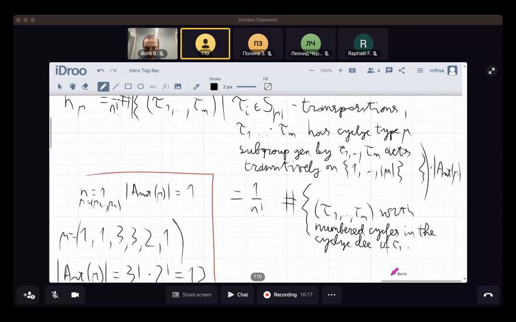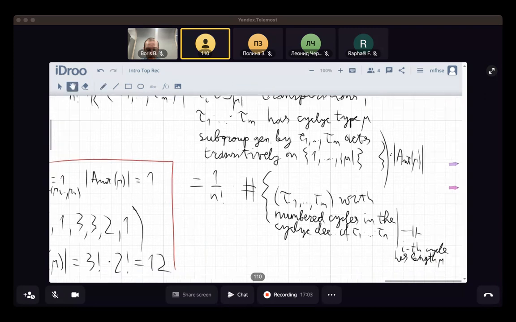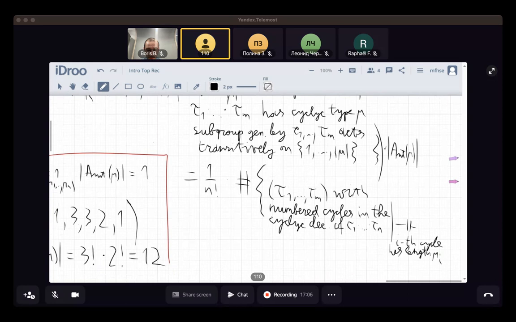So the conditions are the same, only in this case you require that, here we said that the product has cyclic type mu, and here we say that the i-th cycle has length mu_i. And then the same thing.